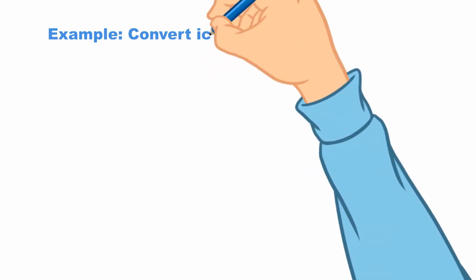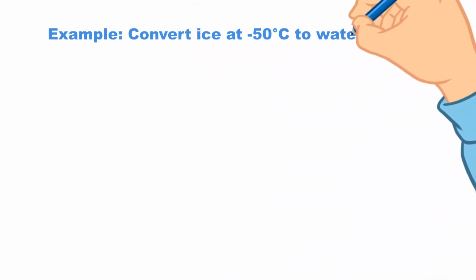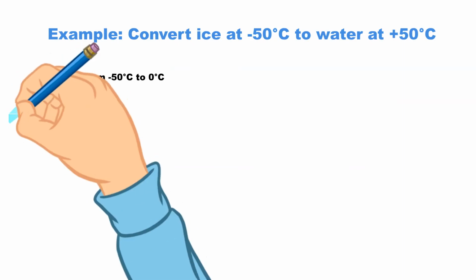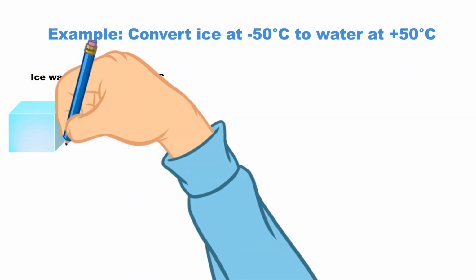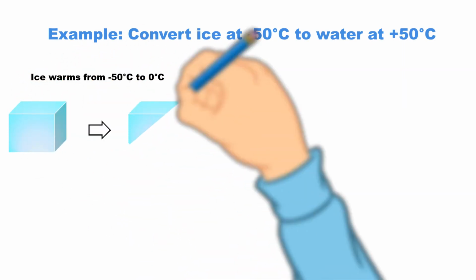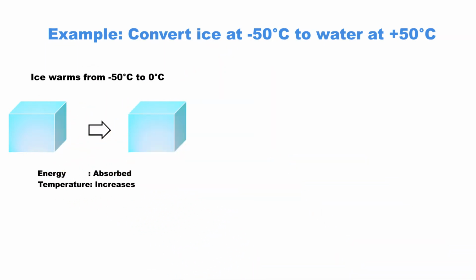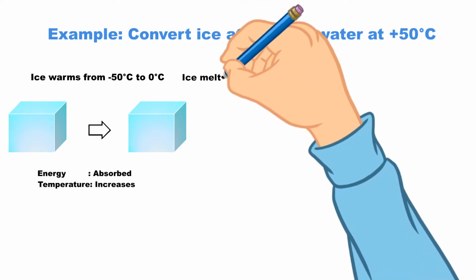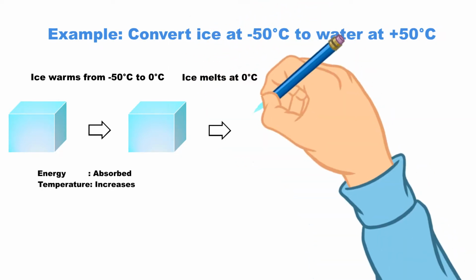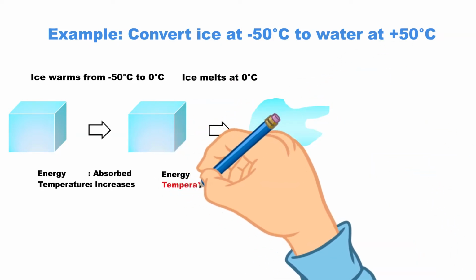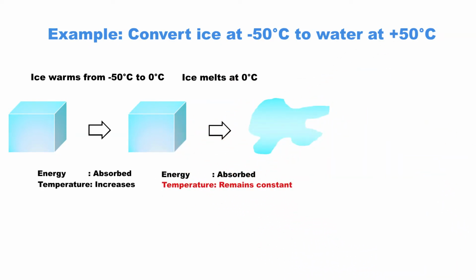To understand this, let's consider the ice melting from -50 degrees Celsius to water at 50 degrees Celsius. This process can be split into 3 steps. In step 1, ice warms from -50 degrees Celsius to 0 degrees Celsius. In this case, the energy is absorbed and temperature increases. In the second step, ice melts at 0 degrees Celsius. In this case, the energy is absorbed, however, temperature remains constant.